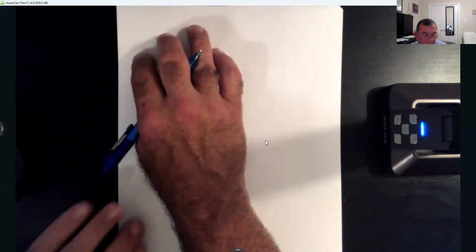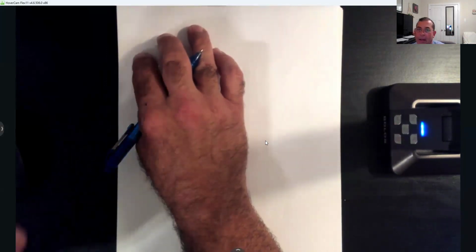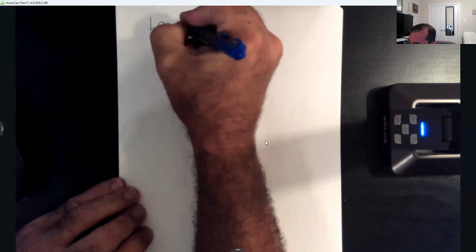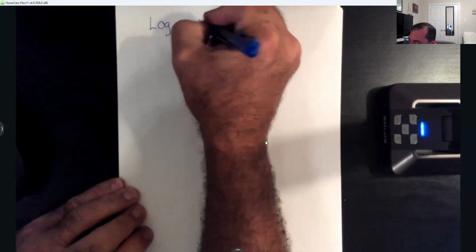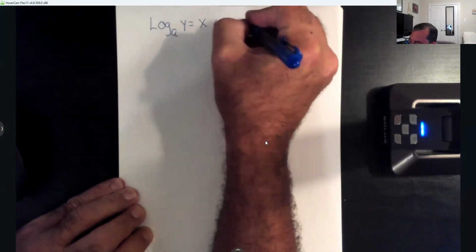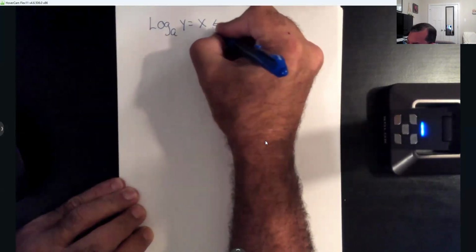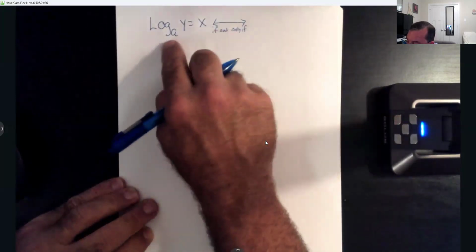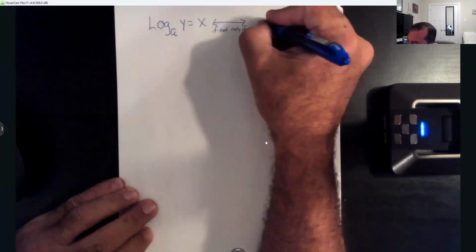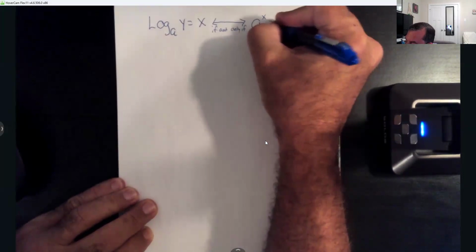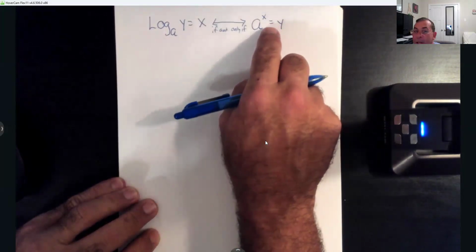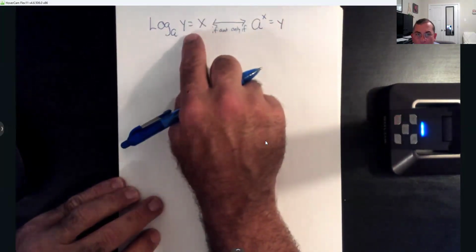All right, so this part we're going to be converting to logarithmic and exponential equations. So you got to go off of this property. Log base A of y equals x if and only if a to the x equals y. So these arrows mean if and only if. So this is how you convert from a logarithmic to an exponential, or from an exponential to a logarithmic.